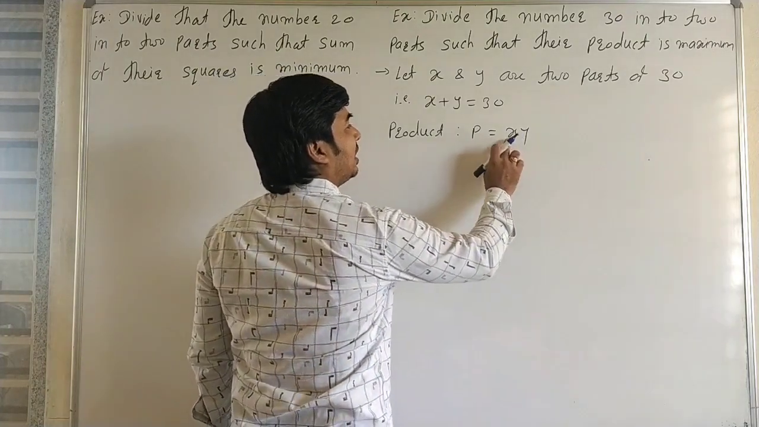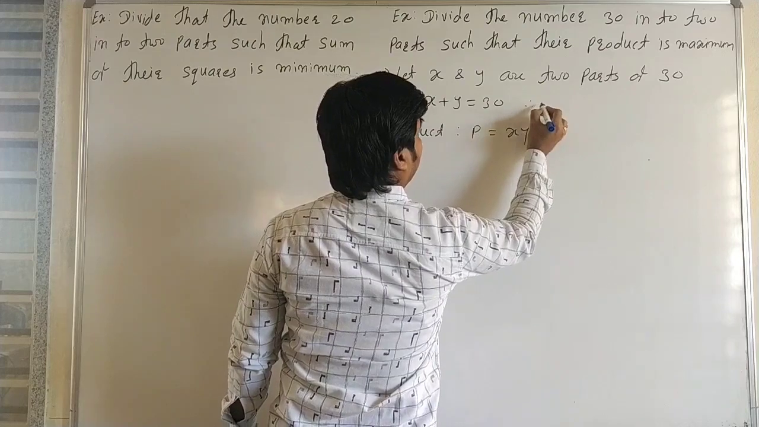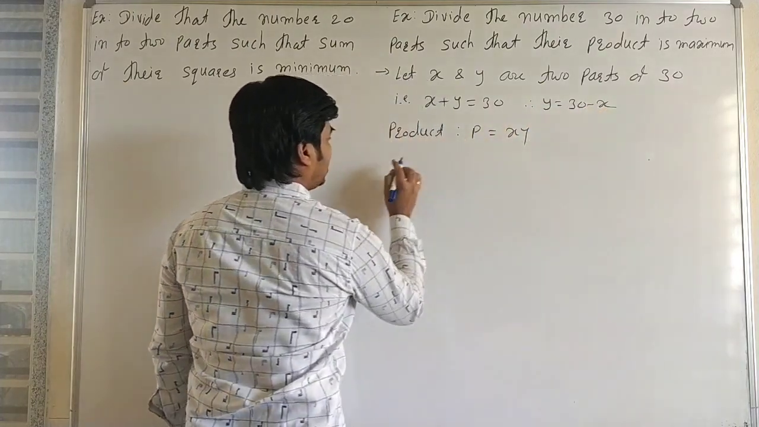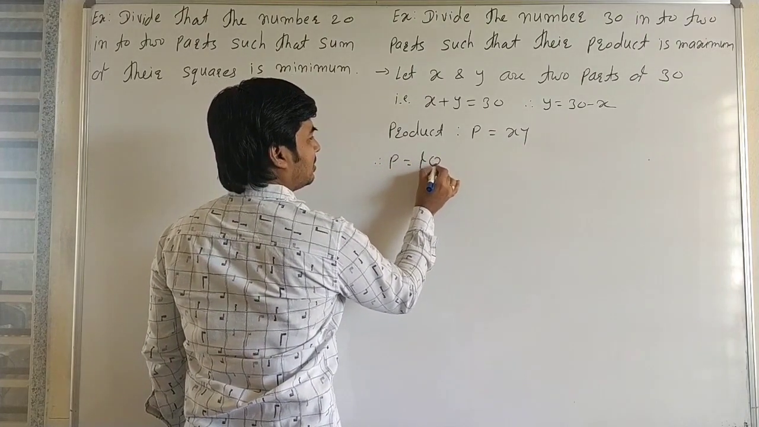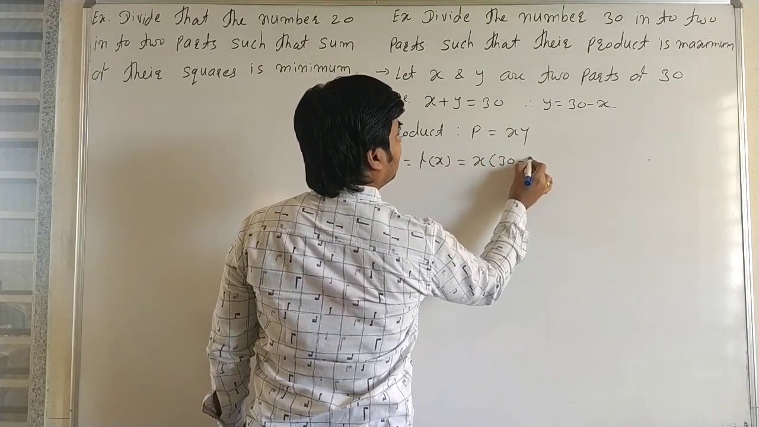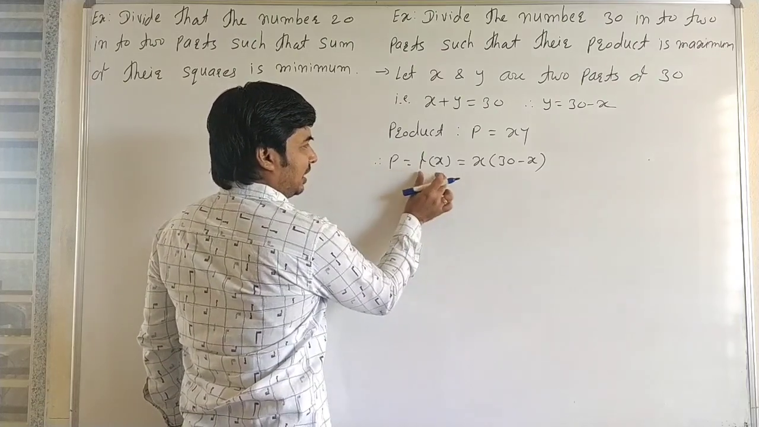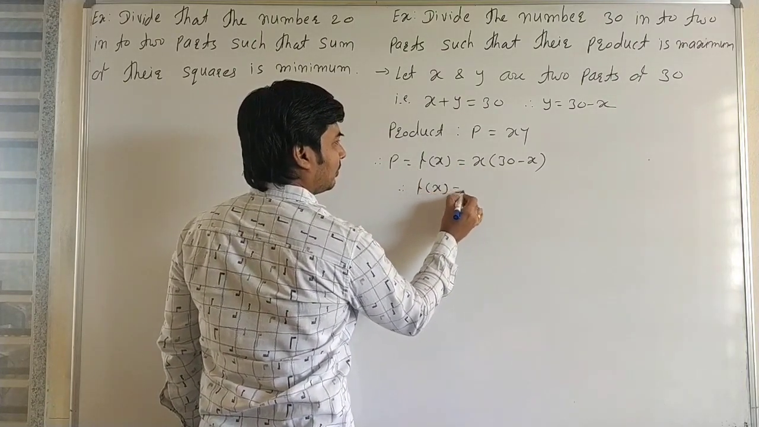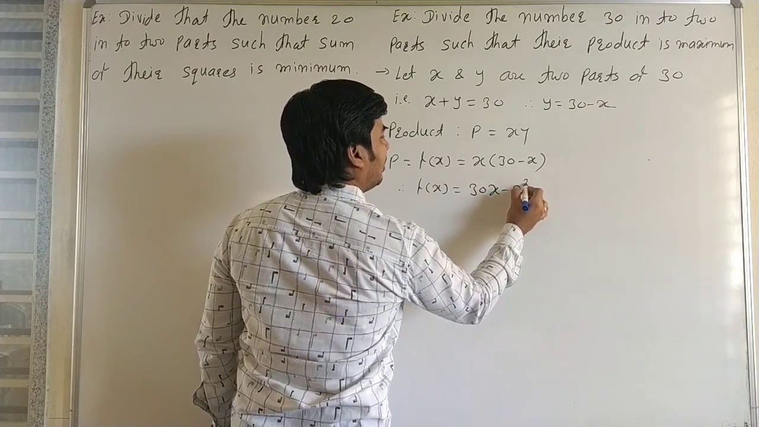We convert it in terms of f of x, therefore put the value of y: y is equal to 30 minus x. Therefore the product p in terms of x is x into 30 minus x, so f of x is equal to 30x minus x square.